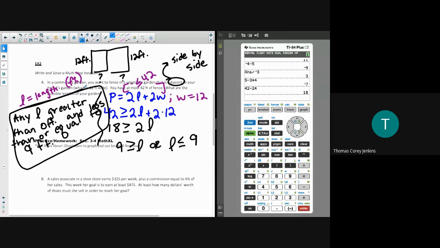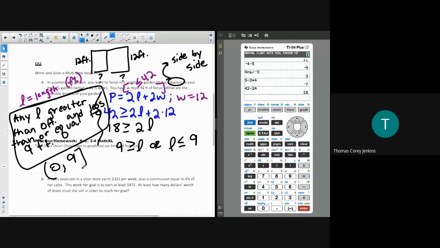So in interval notation, what that would look like is from 0 up to 9, where 0 is not included. Think about why I wouldn't include 0 there in the context of the problem, all the way up to 9, which is included.